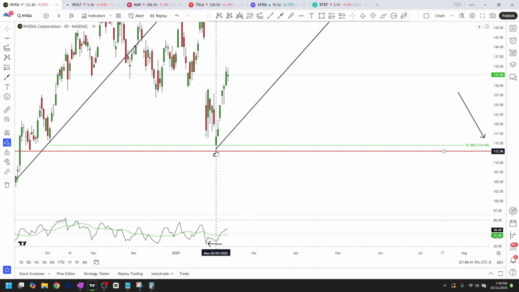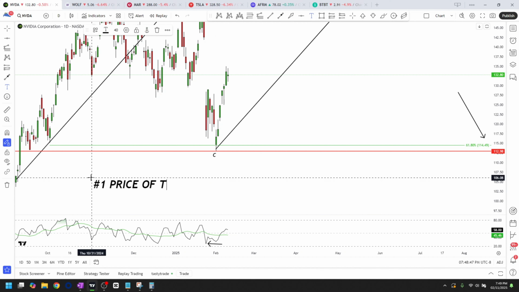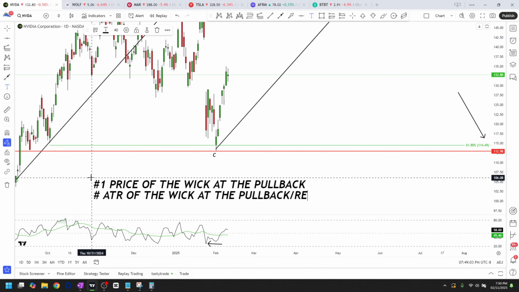All right, write that down. I'll do it for you guys. Number one, you need the price of the wick at the pullback, okay? Number two, you need the ATR of the wick at the pullback. I hate using that word. Sorry, people. Okay.